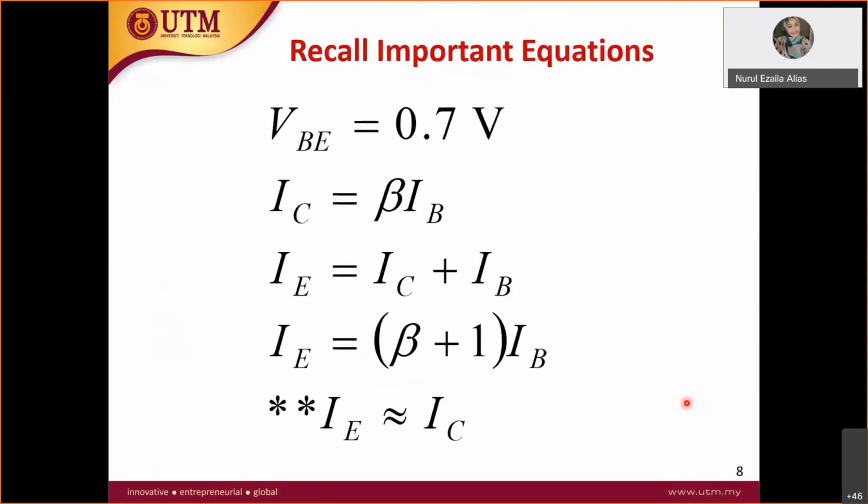Okay, this is the important information. These are the only equations that you need to memorize. Well, not memorize, if you understand it, it is actually not needed. But as you go on with a lot of exercise, you will automatically memorize all of this.